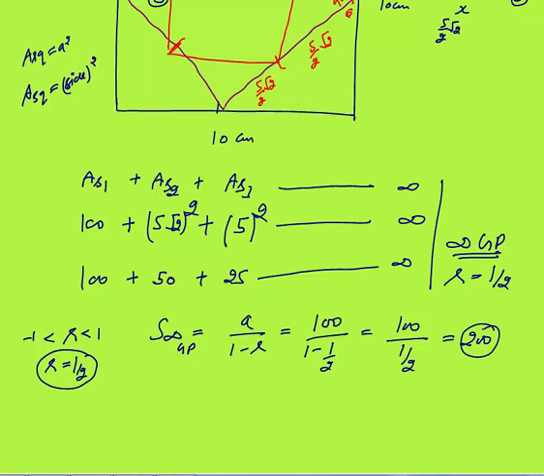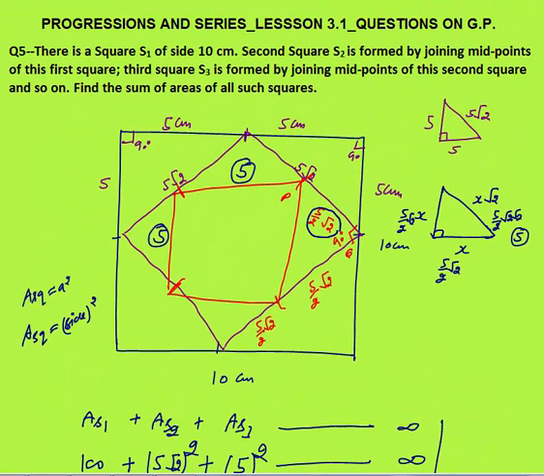So 200 square centimeter will be the area of all such squares which are formed inside the big square of side 10 centimeter. Very important question. This question can be solved under a minute. The only thing is that you must be able to draw the diagrams in a faster manner.